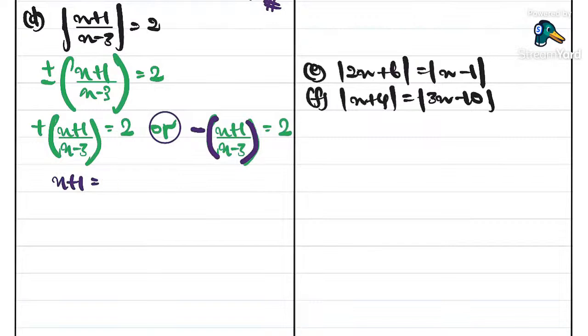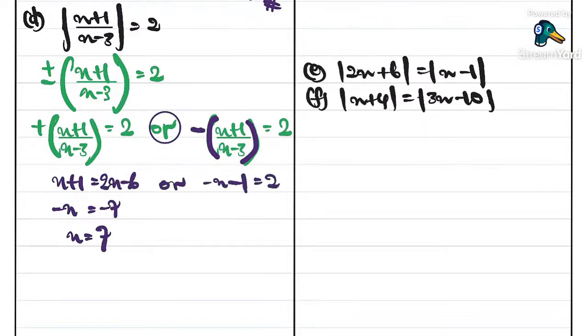And so you just solve it nicely, cross multiply. And here goes, you will get 2x minus 6. And here goes negative x is equals to negative 7 and hence x is equals to positive 7. Or, here goes negative x minus 1 equals to 2x minus 6. Therefore, negative 3x is equals to what? Negative 5. So x is equals to 5 over 3.